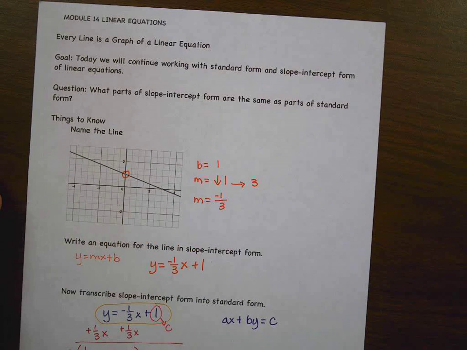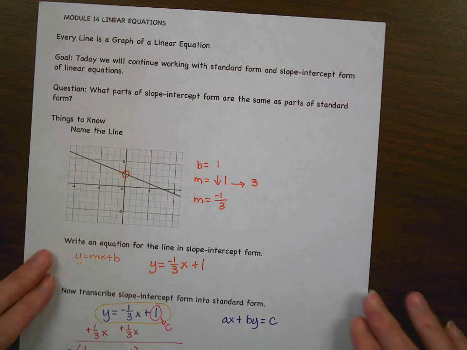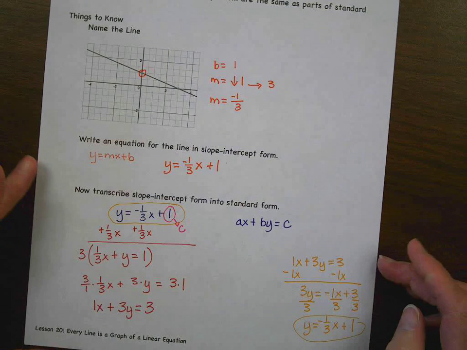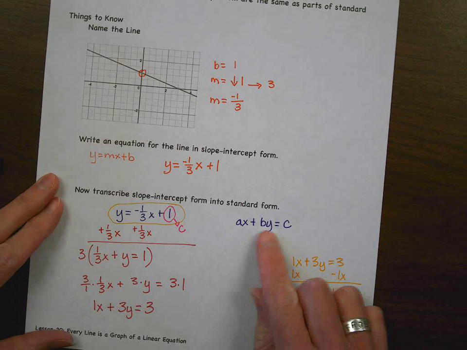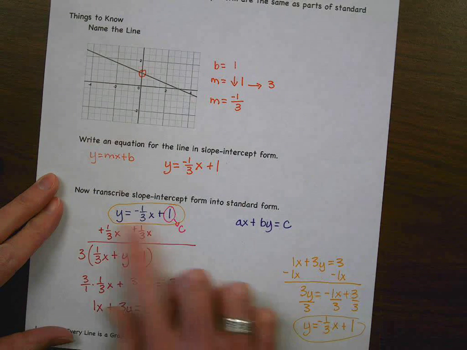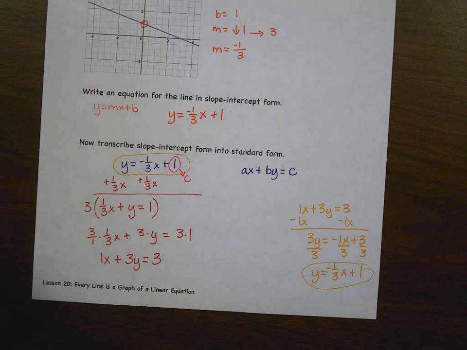Okay? What parts of slope-intercept form are the same as parts of standard form? Definitely, I would say the parts that are the same is the values for A, B, and C. A, B, and C will always be the same as long as you take the steps to show everything that you need to do to transform one into the other.